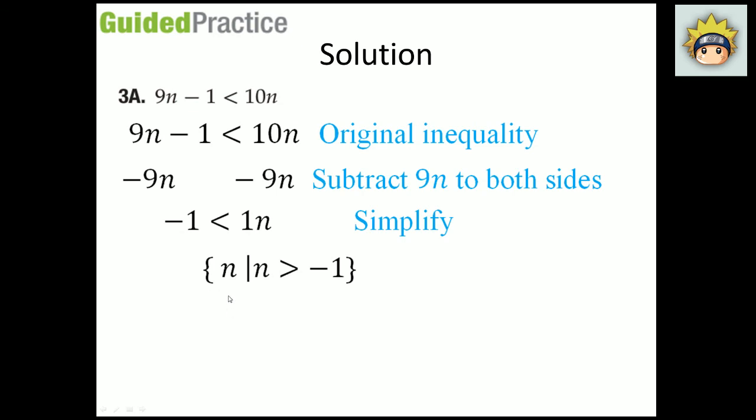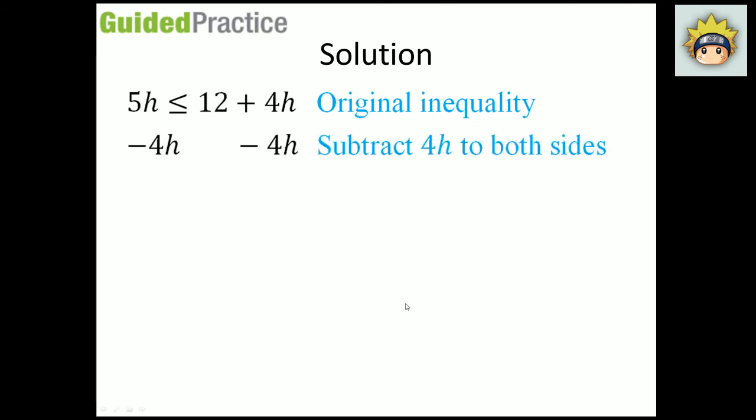My solution set is n, my input value, here's the bar. n is greater than negative 1. If you see that on the graph, it is open here at negative 1 and I highlight any value that is greater than negative 1, which includes 0, 1, 2, 3, 4, and 5, and so on.